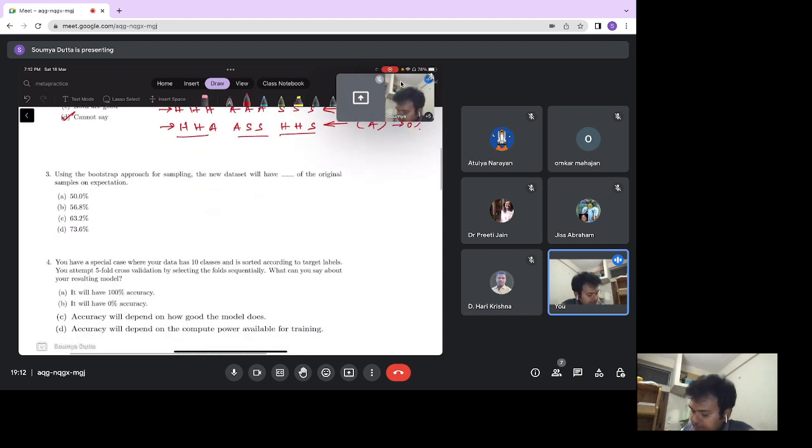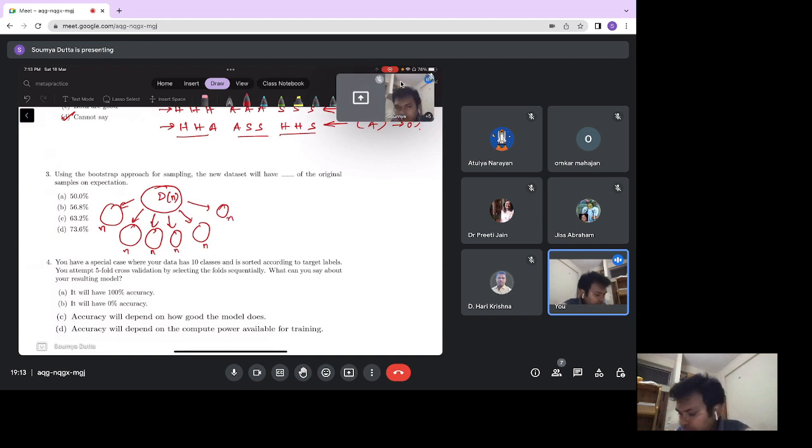Okay, then coming to the next question: using the bootstrap approach for sampling, the new dataset will have what percentage of the original samples on expectation? So bootstrap sampling is like, let's say you have a dataset of size n, and you create multiple such datasets, each of size n.